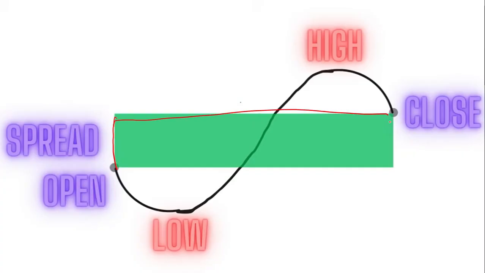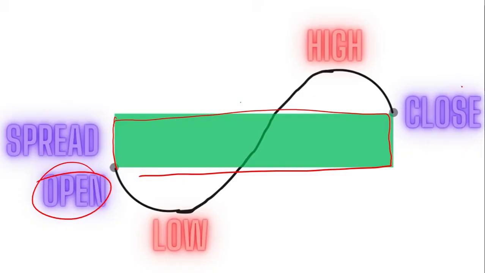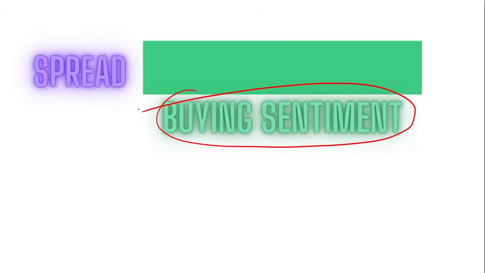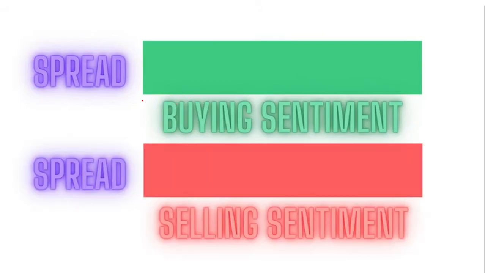What is the spread? It is the portion in between the open price and the close price. A green candle means dominating buying pressure. This is buying sentiment. Why? Because you have a green candle. A red candle dominates with selling pressure. Here it indicates selling pressure, isn't it?